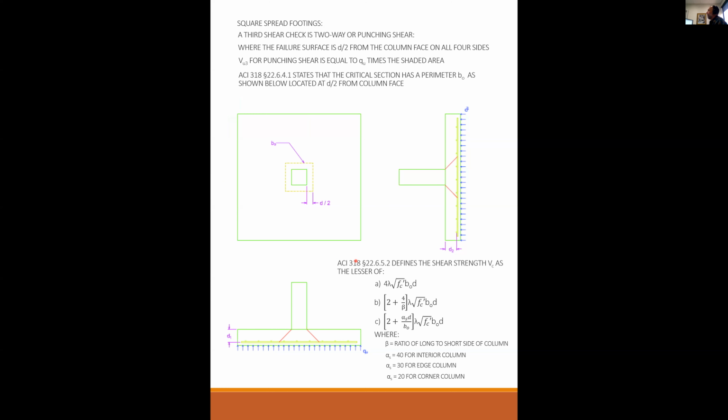I wonder if ACI has put some definition on that, like how close to the edge before it's considered the edge, how close to the corner before it's in the corner.